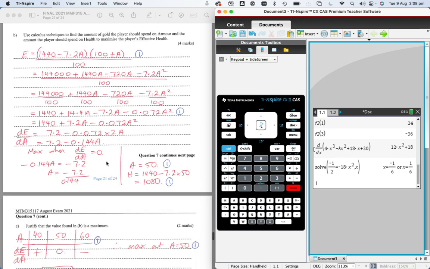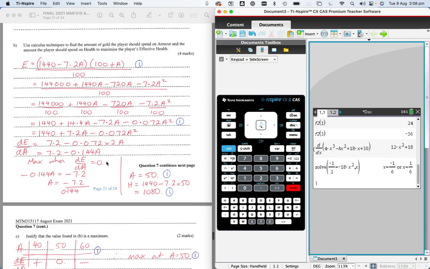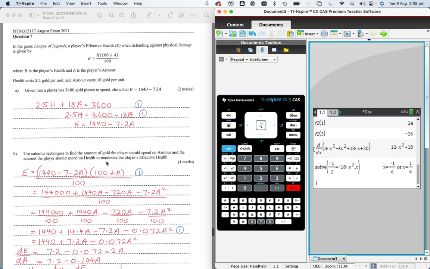This question here proved to be quite challenging for students last year. So I'm going to concentrate on using your GDC and less on how to go about it. So there's the problem there. And it says you have to show that h equals 1440 minus 7.2. The only thing I can see that you could use your calculator for is you get to this point here and you have to divide everything through by 2.5. So that's just straightforward calculator usage though, really.